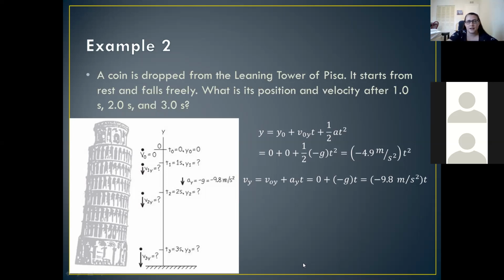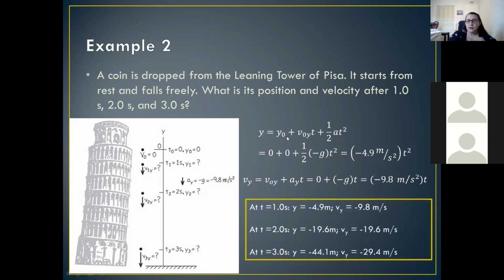We can do the same basic idea for our y velocity as well. And again, this is an equation that we saw in our kinematic equation slide. Our final y velocity equals our initial y velocity plus our y acceleration times time. But again, our initial y velocity is 0 because it's starting from rest. And our acceleration in the y direction is gravity pulling it down. So that would be a negative 9.8 meters per second squared times time. That gives us velocity.